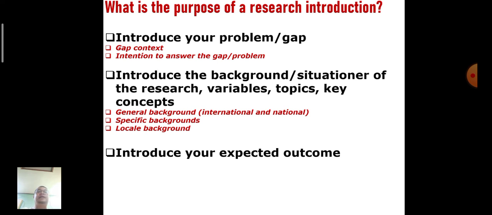The last one is introducing your expected outcome. Just as you are going to be extracting information and data, you have to go beyond it. So your expected outcome means making programs, making policies, for example, or making some actions right after having this data, or improvement, or developing theories, for example. So that's how introducing your expected outcome is written.